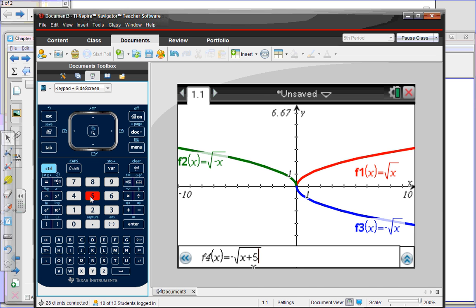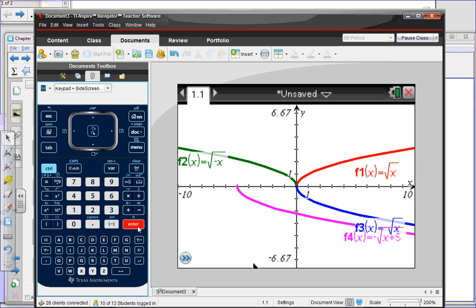And then what is the plus 5 going to do? It's going to move it to the left. So let's think. Is that what happened to it? It sure did. So when in doubt, right?